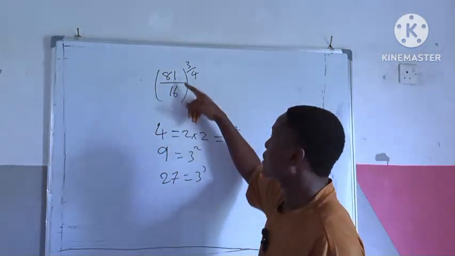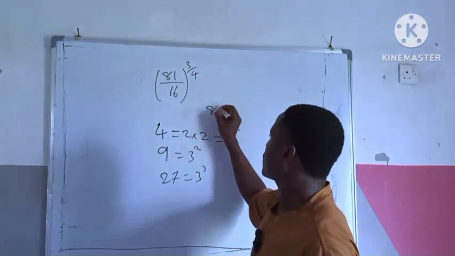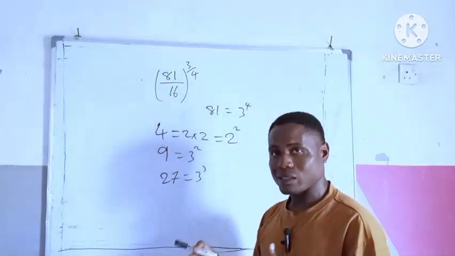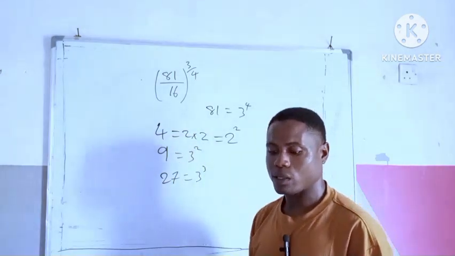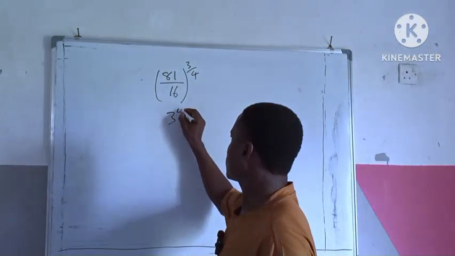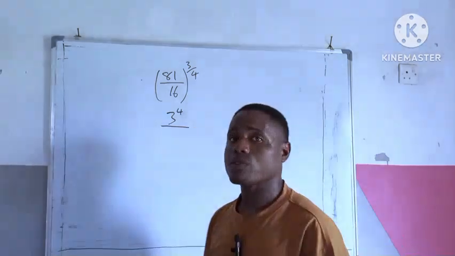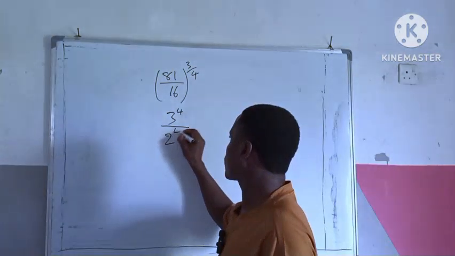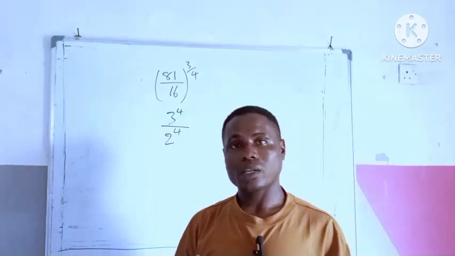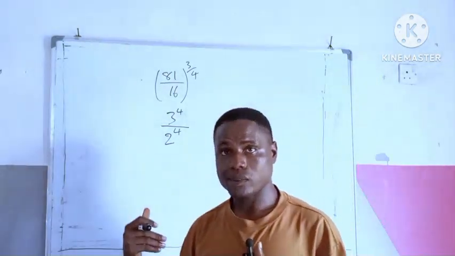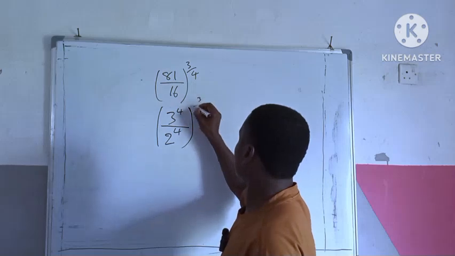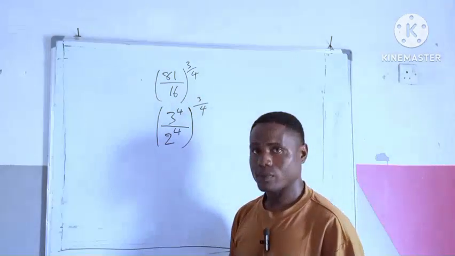So ask yourself, what is the index form of 81? 81 is 3 raised to power 4, because when you multiply 3 times 3 times 3 four times, it will give you 81. So the index form of 81 is 3 raised to power 4. Then the index form of 16 is 2 raised to power 4, because when you multiply 2 times 2 times 2 four times, it is 16. So we have the bracket raised to power 3 all over 4.